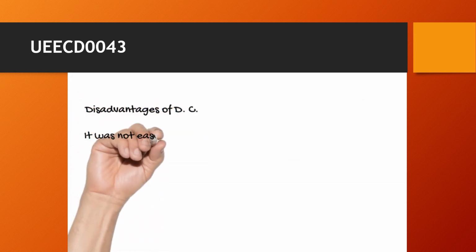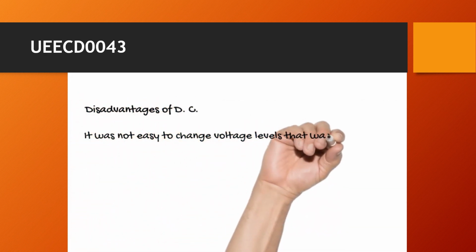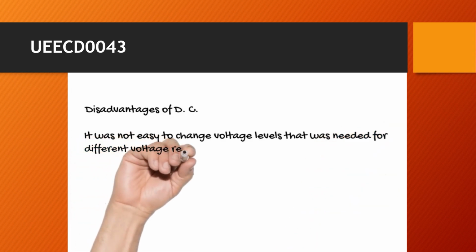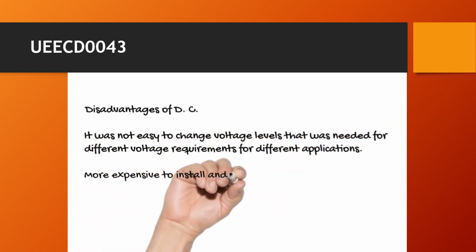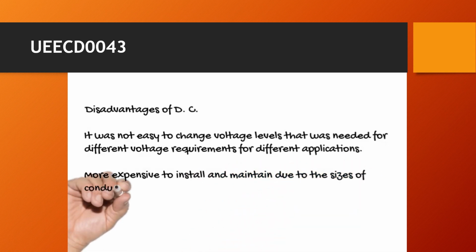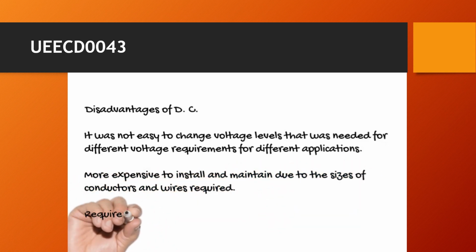Disadvantages of DC. It was not easy to change voltage levels, which was needed for different voltage requirements for different applications. It was more expensive to install and maintain due to the sizes of conductors and wires required. It also required more generation plants.